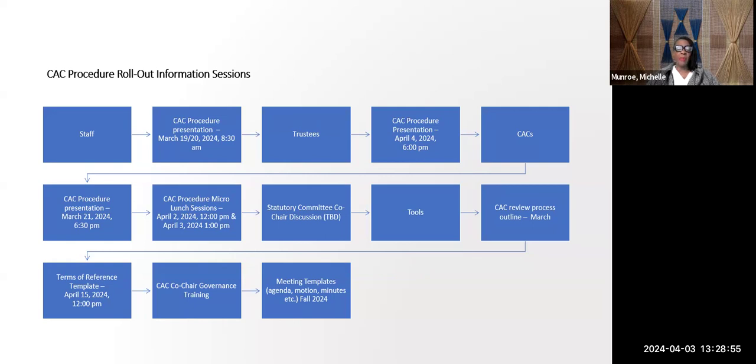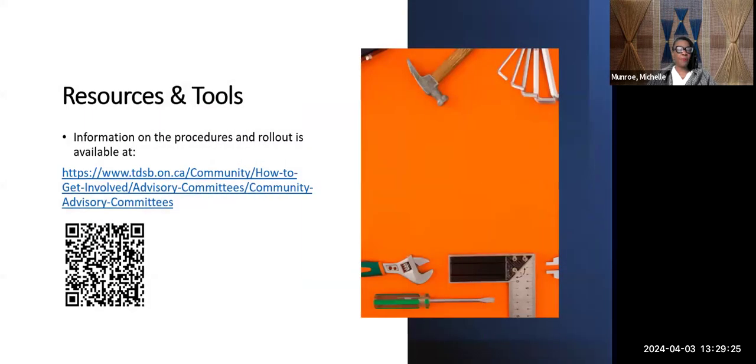And in the interim, I'm also looking at some tools creation. We've been asked for a template for the CAC review process. We've been asked for templates around the terms of reference in alignment with the new procedures. And there have been requests for templates at a future date, looking at updating our agenda, possibly a motion template, revising our minutes, etc. And so this is just a quick overview for you as to where we're at and what's been happening with the CAC rollout.